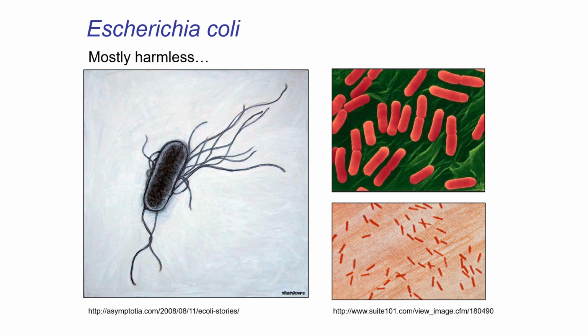Escherichia coli, E. coli, is a bacterium we'll spend a lot of time talking about and also working with in the lab. It's a nice example of a typical proteobacterium. It is typically helpful to us. It lives in the gut and it releases vitamins for us and it helps us break down our food a little bit more. But there can be strains that cause us problems.